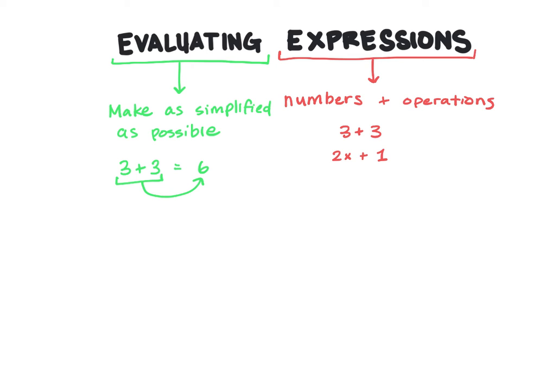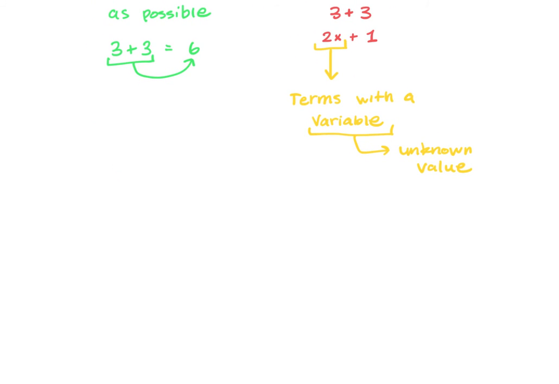Now, you may notice that sometimes we have terms with variables in it. Now, if I have a term with a variable, I can't just simplify because this variable is an unknown value. And until I know how much or what value this number is, I cannot simplify this expression. So, if we want to evaluate this expression, 2x plus 1, I need to know, well, what does x equal to? What is this acting as a placeholder for?